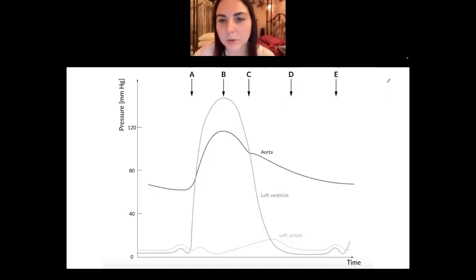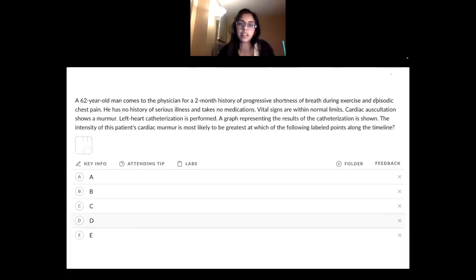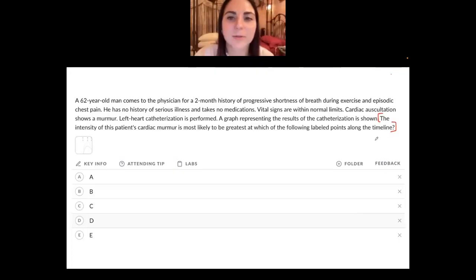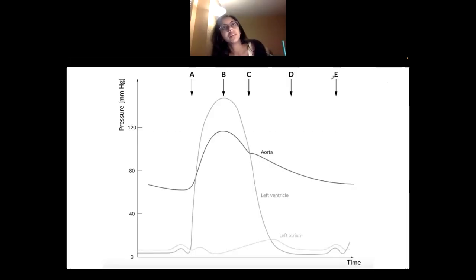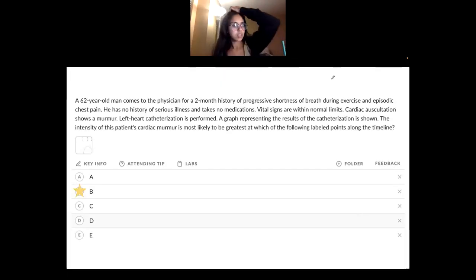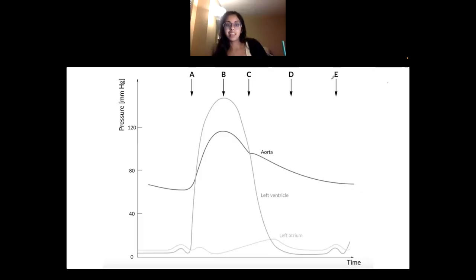Now they give you the actual Wiggers diagram. So the left ventricle has to increase its pressure so much. So it is aortic stenosis. Now go back to the question. The intensity of the cardiac murmur. So the murmur is the most in the middle, right? Because it increases. So then would it be the most at B?